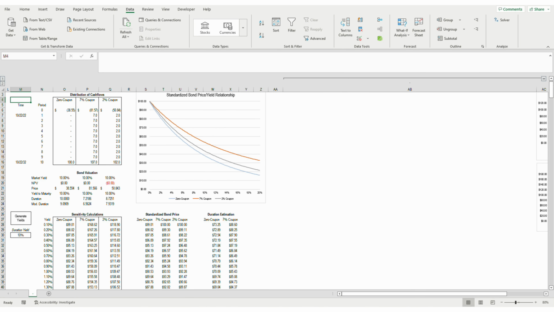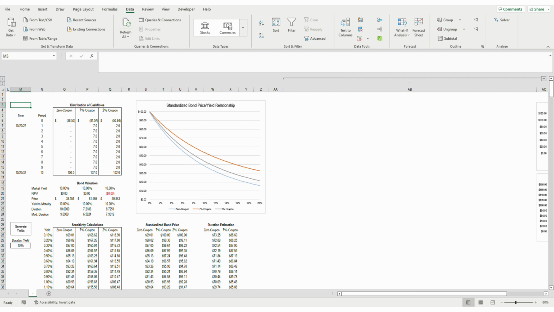In this video, I will discuss my strategy for calculating convexity, or the relationship between price and yield for a given bond, as well as why standardizing the bond price is essential for drawing accurate conclusions on a given bond's interest rate sensitivity relative to other bonds.